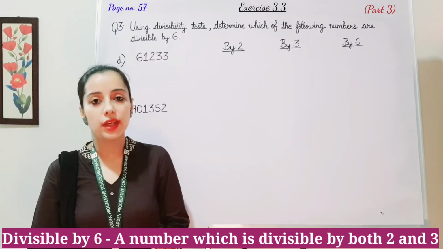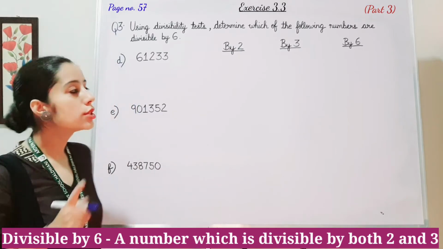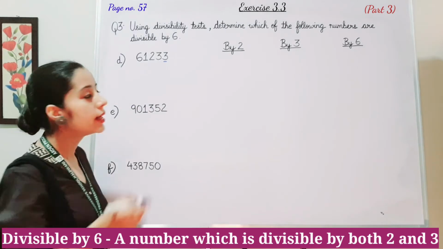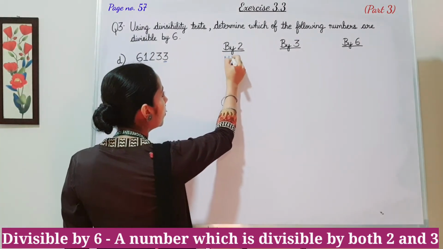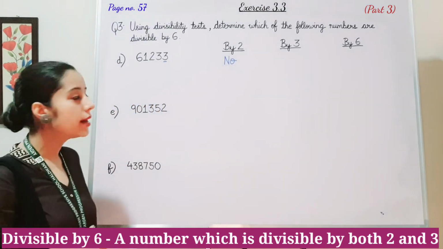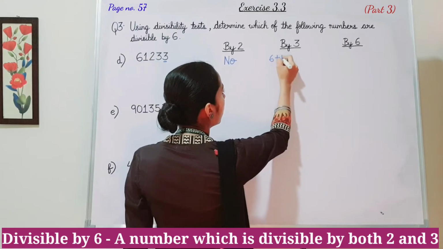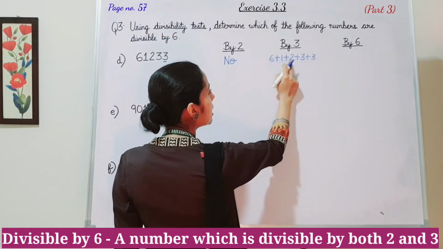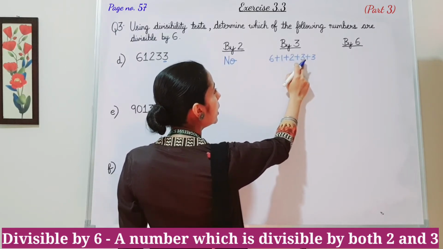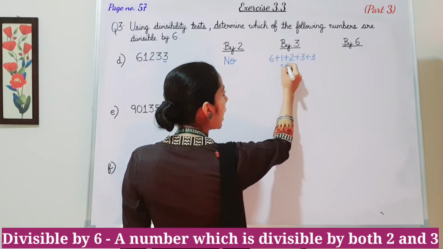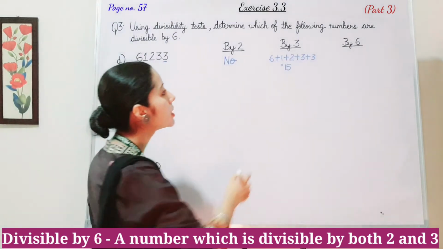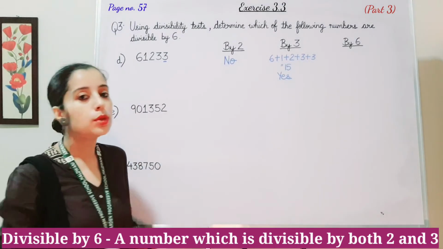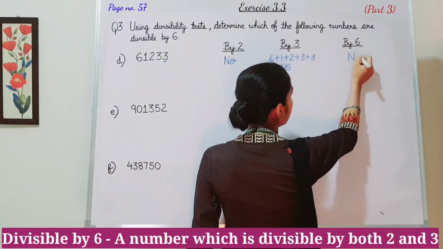D part, 6, 1, 2, 3, 3. Let us check divisibility by 2. At the ones place the number is 3. As I said, it should be 0, 2, 4, 6 or 8. So it is not divisible by 2. For finding out divisibility by 3, let us add. 6 plus 1 plus 2 plus 3 plus 3. 6 plus 1, 7. 7 plus 2, 9. 9 plus 3, 12. 12 plus 3, 15. Does 15 come in the table of 3? Yes. So it is divisible by 3. But if it is divisible by 3 and not divisible by 2, it will not be divisible by 6. Right here, no.